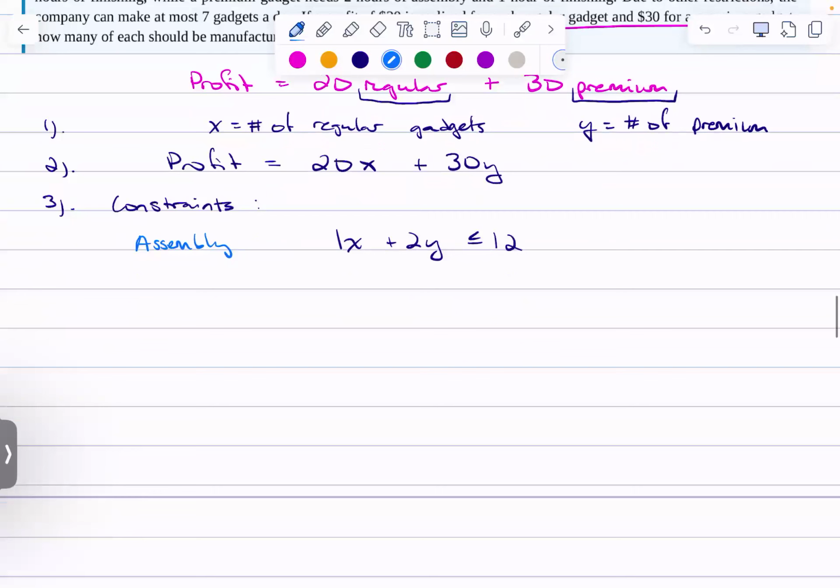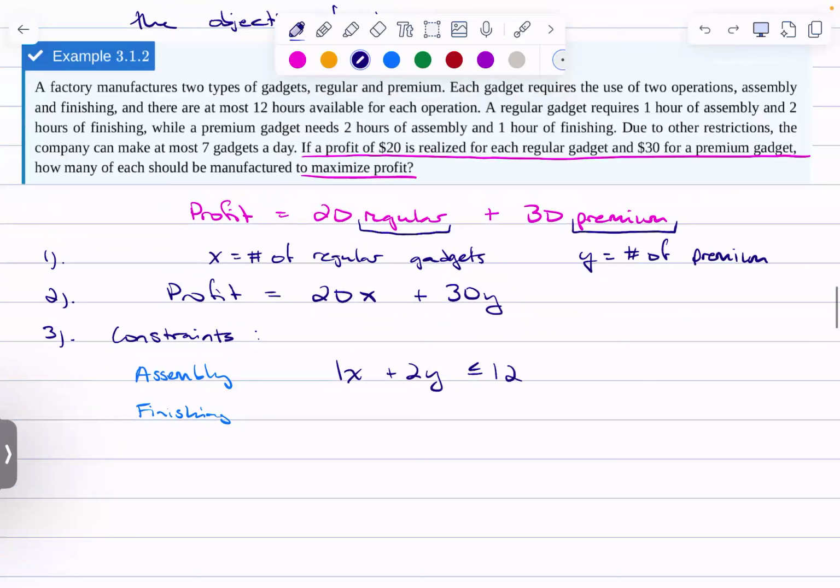And then we have the same sort of constraint on the finishing time. A regular gadget requires 2 hours of finishing, and a premium only requires 1 hour of finishing. So then we have 2x plus 1y, and we're still limited to 12 hours. Per day maybe, 12 hours in a day seems reasonable.